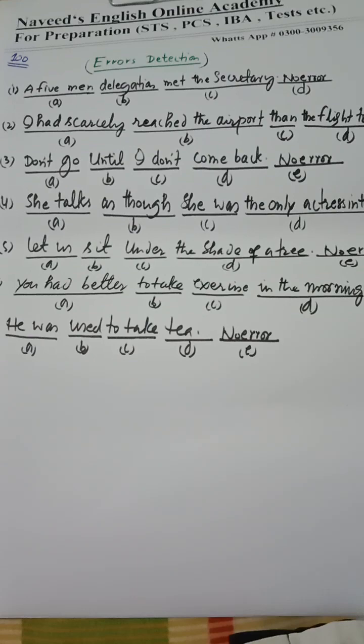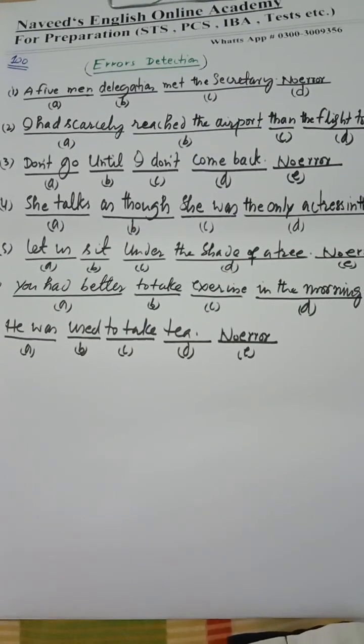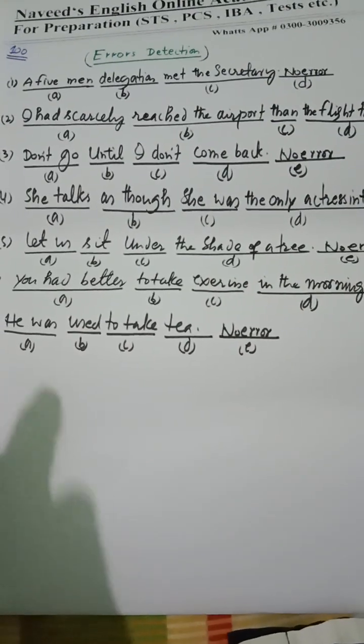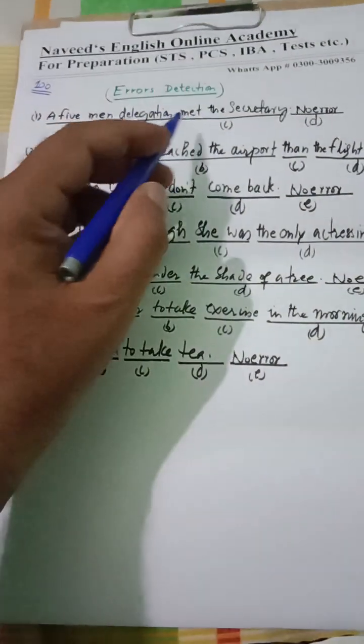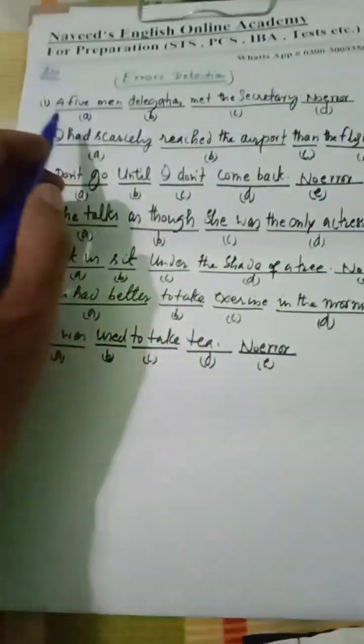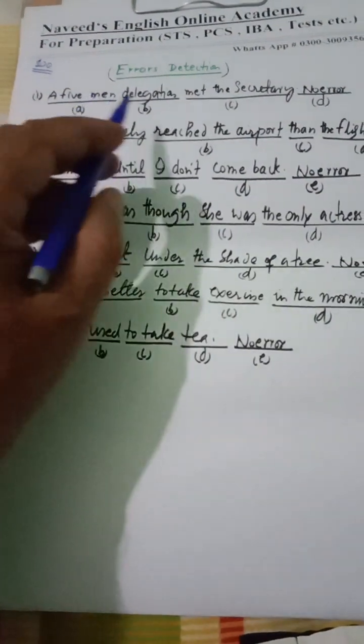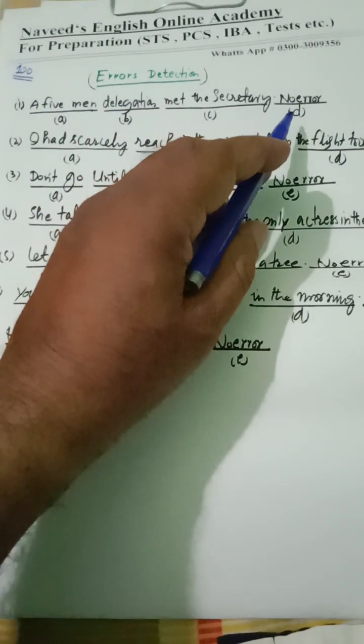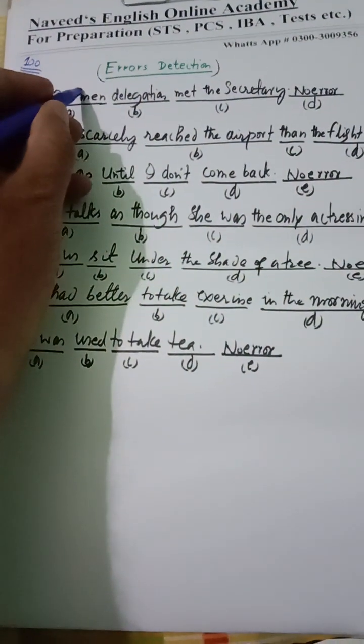Our topic is error detection. So we are going to detect errors in a sentence. Number one, a five-man delegation met the secretary. Option A, a five-man; B, delegation; C, met the secretary; and D, no error. Here the error is in a five-man.